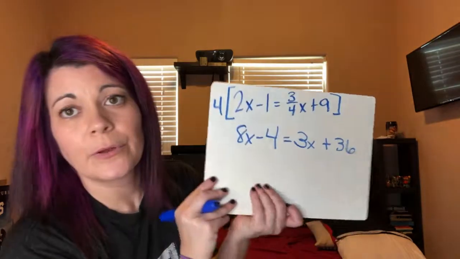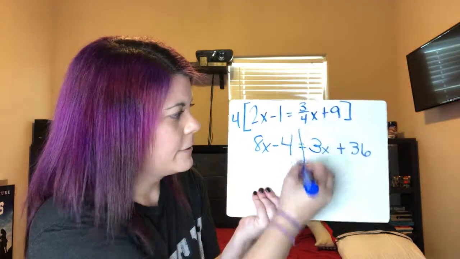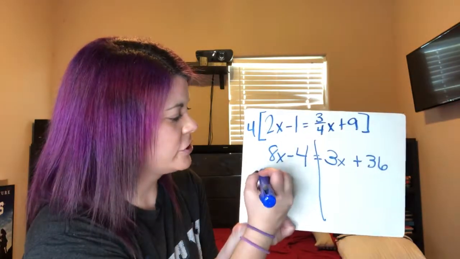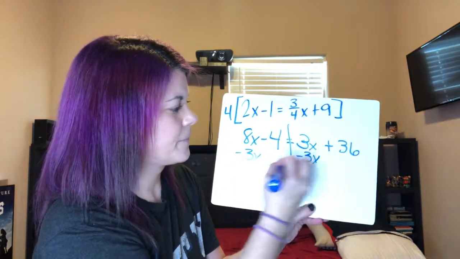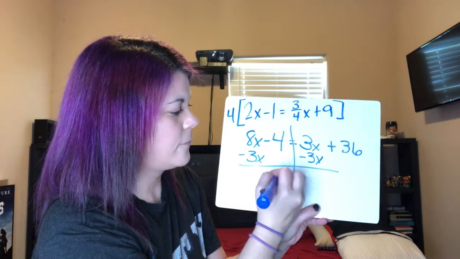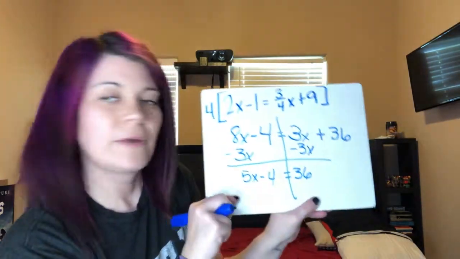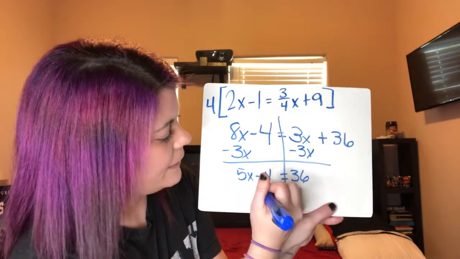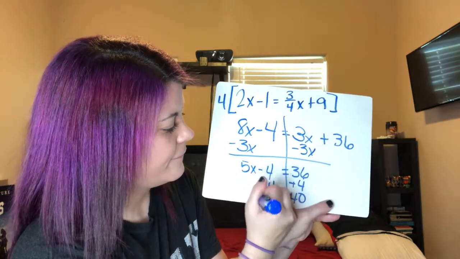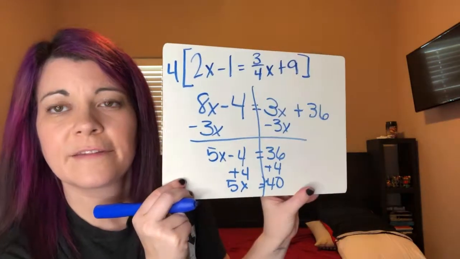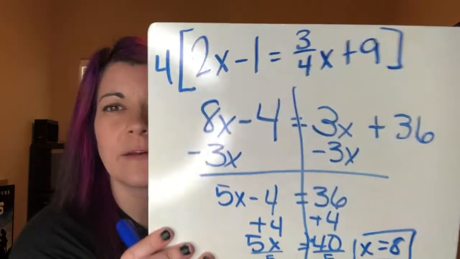And now we have a simple equation that we can solve. We get the variables on both sides first, so I'm going to subtract 3x from each side. So 5x minus 4 equals 36. Then we've got to get the variable by itself, so I'm going to add 4 to both sides. We have 5x equals 40. And the last step is to divide both sides by 5 to get x. So x is equal to 8.